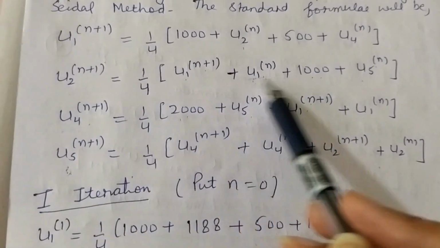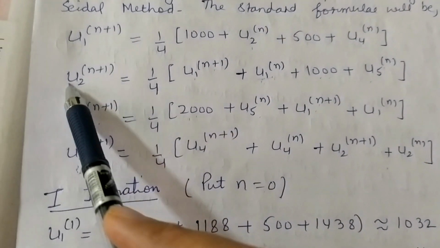Then apply the same for u2. Put n equal to 0. So it will be u2 1.